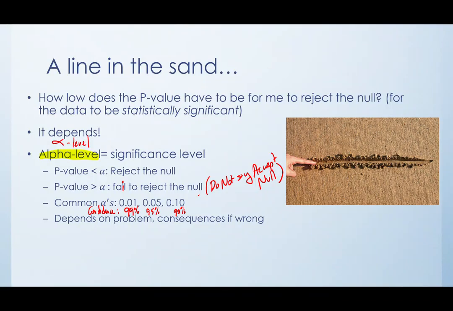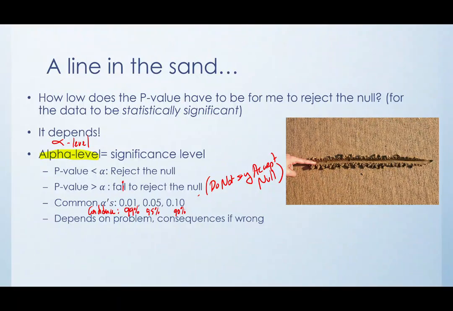Okay, so in a class like this, I'm almost always going to set the significance level. I'm going to say at an alpha level or at a significance level of 5%, what's your conclusion, right? And so if your p-value is less than 5%, reject the null. If it's more than 5%, you're going to not reject the null. You're going to fail to reject the null.